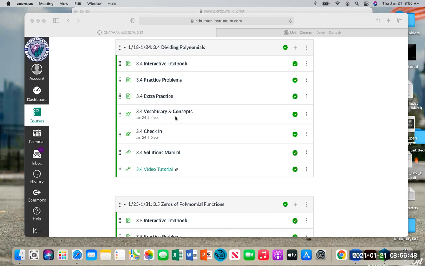So for this week, the vocab and concepts check-in are both due Sunday night by 11:59 p.m. And as always, you've got the solutions manual available to you. Like I told you on Tuesday, this is a great section to have a solutions manual, because when you're doing these two types of division, long division and synthetic division, especially long division, you'll see all of those steps. So if you get stuck on the third step, you can go and verify your steps with the solutions manual. Have that open. That's going to be helpful.